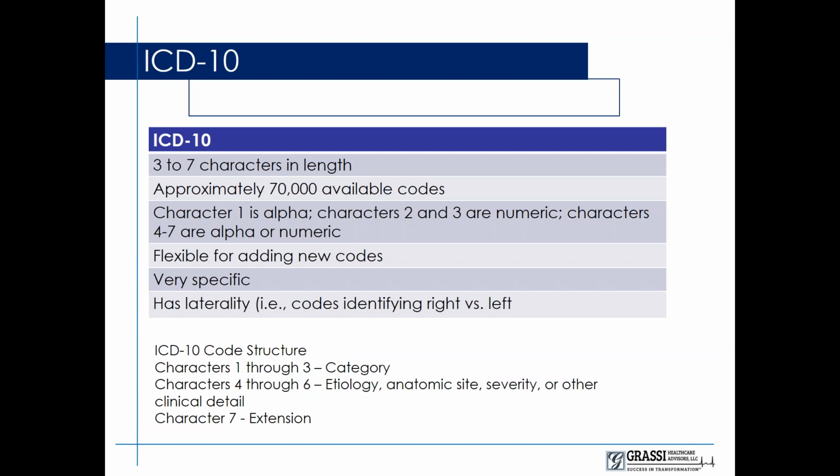Again, they're very specific. They have laterality built into them. The first 3 characters basically represent the category, and then characters 4 through 6 describe the etiology, the anatomic site, the severity, the laterality, or some other clinical detail. And then we're going to talk a lot about the 7th character extension when we get to that part. That's going to be very important when we talk about fracture codes and episodes of injury. Next slide, please.